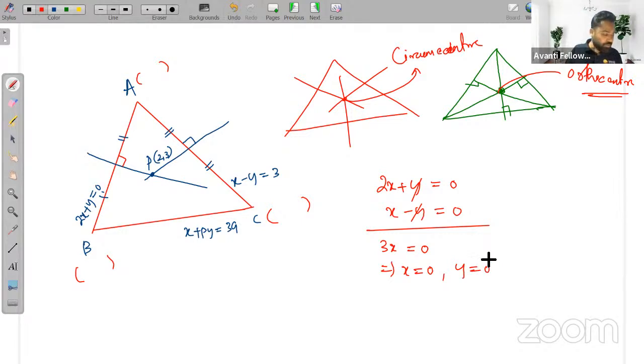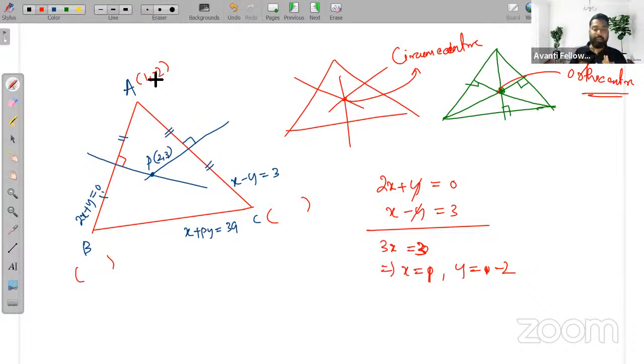2x plus y is equal to 0, x minus y is equal to 0. By solving these two equations, we'll get, oh, this is 3, na? Sorry, this is 3. So 3x is equal to 3, then x becomes 1. If x becomes 1, then y becomes minus 2. So the coordinate of A becomes (1, -2).